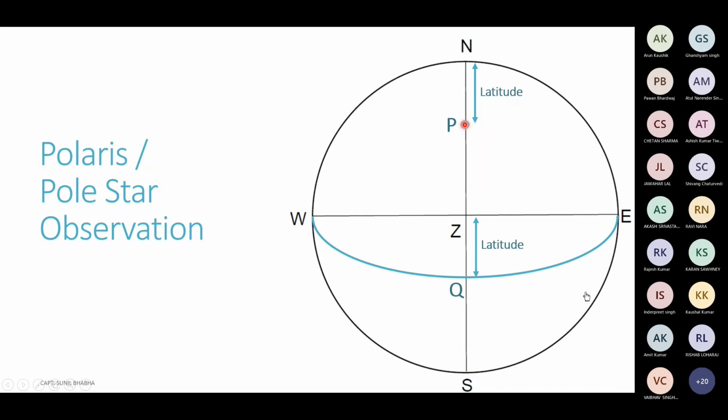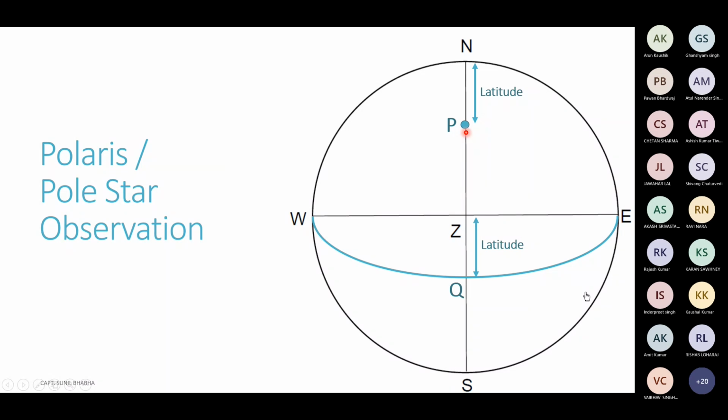If the pole star was exactly at the same place where the north celestial pole is, in that case it would give us the latitude exactly, accurately, without any difference or error. But since it is not exactly where the pole is, it is slightly away from the pole, the altitude we get from the observation of Polaris is also not exactly the same as our latitude. There is a small difference between the two.